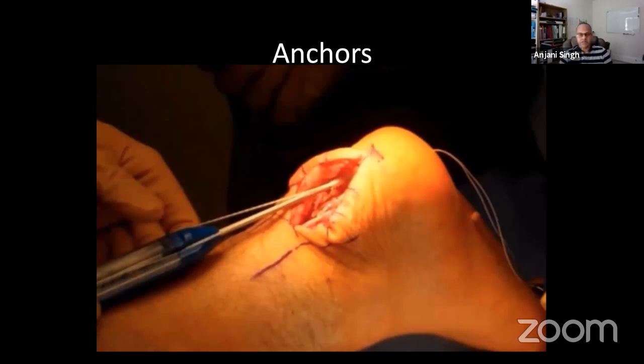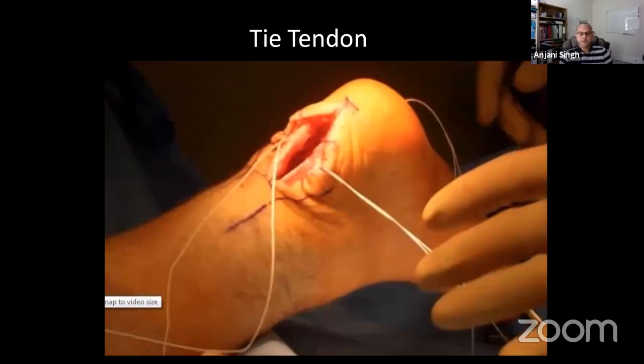I normally tend to do it in semi-equinus, and then I put the interference screw for the FHL in the bone tunnel. And that's stitched through there, and then you've got the leaves of the tendon there, and you can stitch that on top of it.